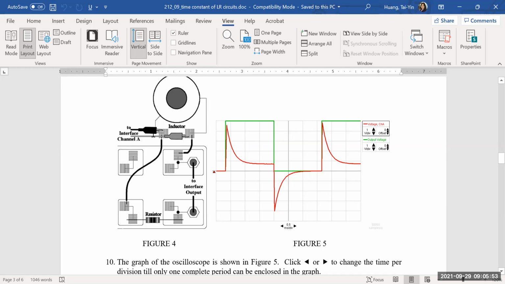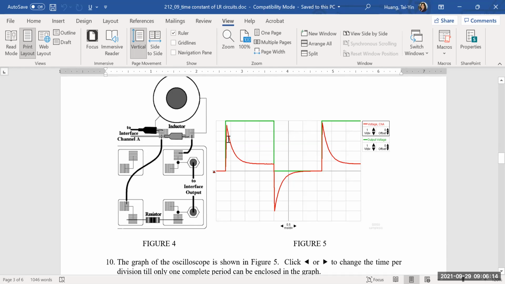And we want to measure the voltage across the inductor. So these 2 are going to connect to channel A on the black box. We're going to use a voltage sensor, so we're not going to use a voltmeter to measure the voltage. We're going to use a voltage sensor that's connected to the black box.